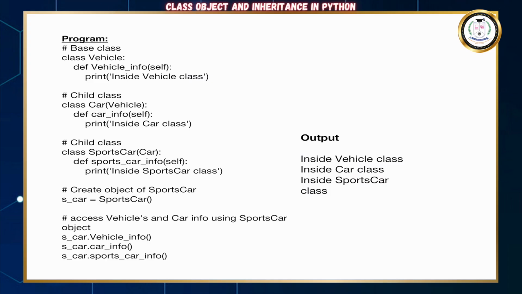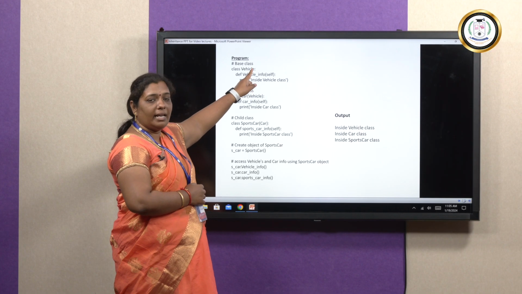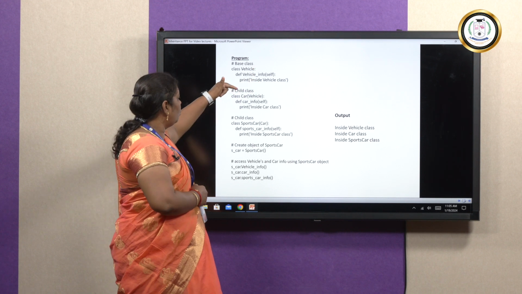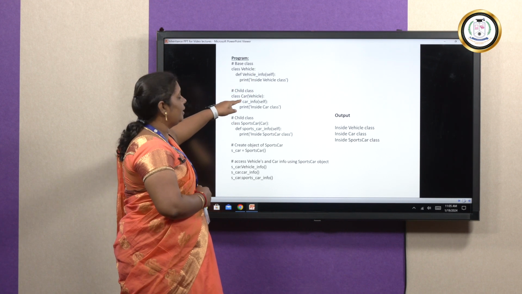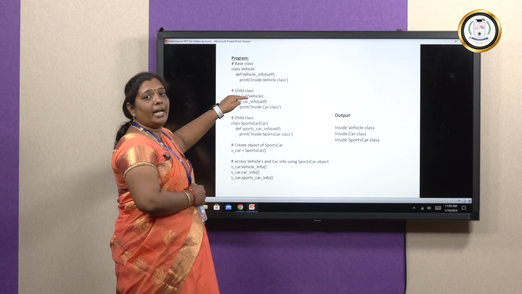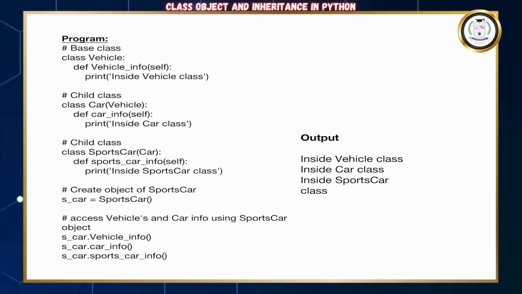Next, a simple example for multi-level inheritance. The same vehicle example. Vehicle is the base class, which means the parent class. Two subclasses will be there. First one is car. Car is the child of the vehicle class, and the third one is sports car. Sports car is the child of the class car.